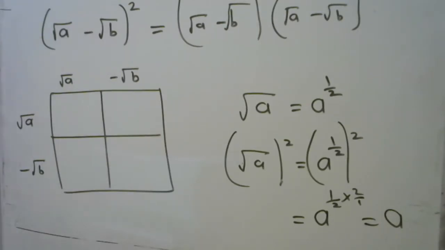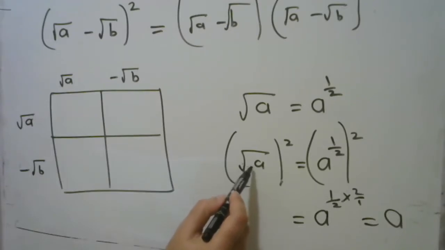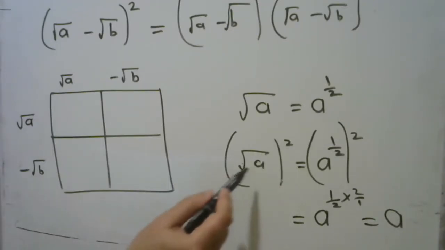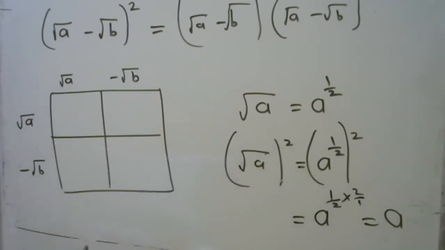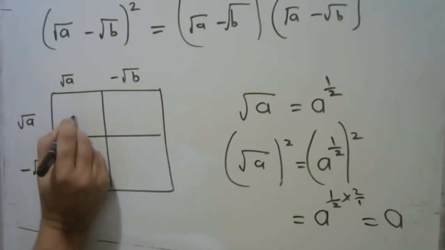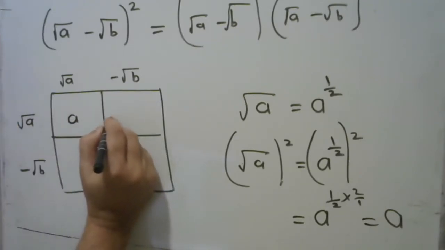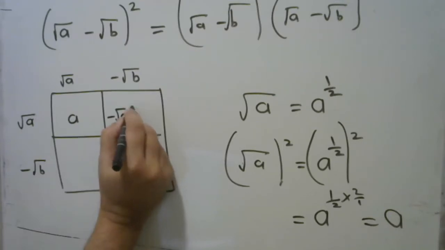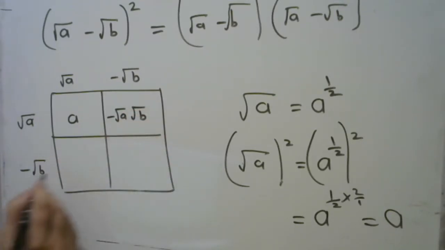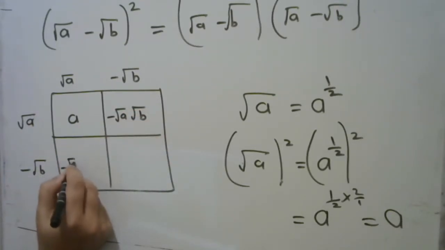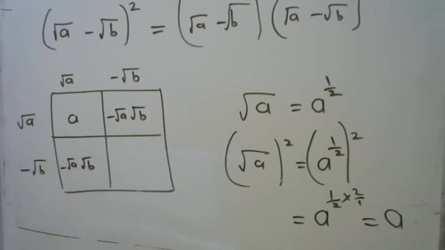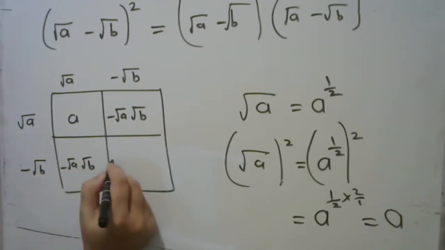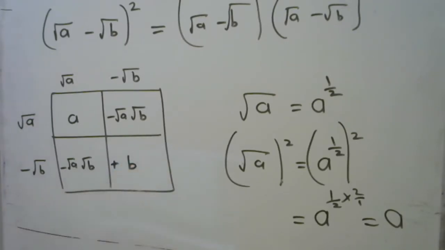So root of something squared is equal to that thing. Root of a squared is a. So when we look at this here, we can quickly write this as a. This is going to be minus root of a root of b. This is going to be root of ab. This is going to be positive b, because root of b times root of b is b.